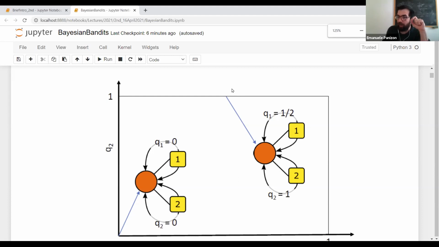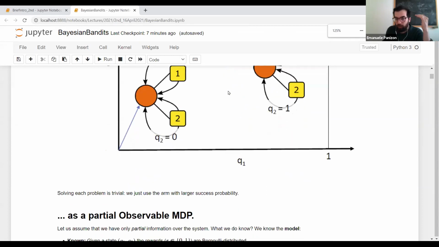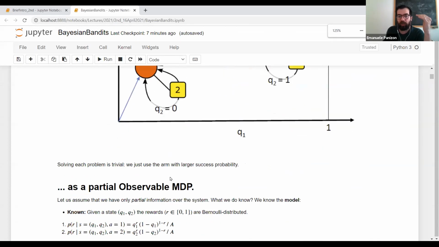So whenever I am at a specific point, my options are very clear. I will just try to maximize and use only the coin with the best probability. Of course, we are now in the problem where we don't know everything. We don't know exactly where we are, but we know a lot of things. So this is a case in which I have partial observability and we are model-based, so we perfectly know how the system works.